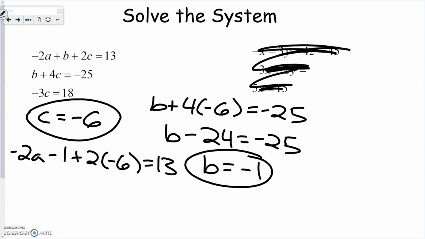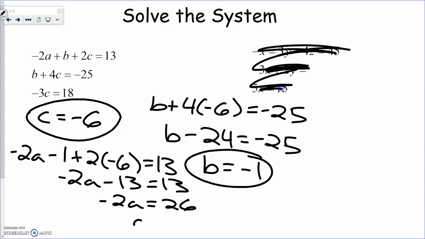Okay? 2 times negative 6 is negative 12, minus 1 gives me negative 13, is equal to, there you go. Okay? And then I need to add my 13, so negative 2a is equal to 26. Therefore, a is equal to negative 13. Okay, so there is our basic problem for this.